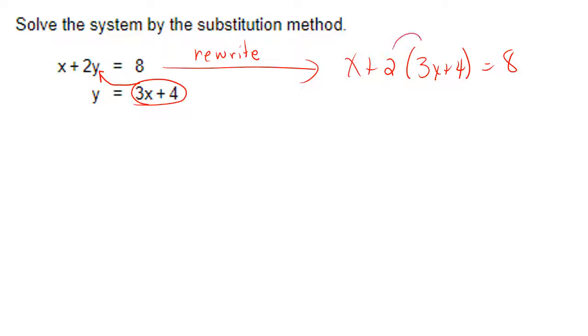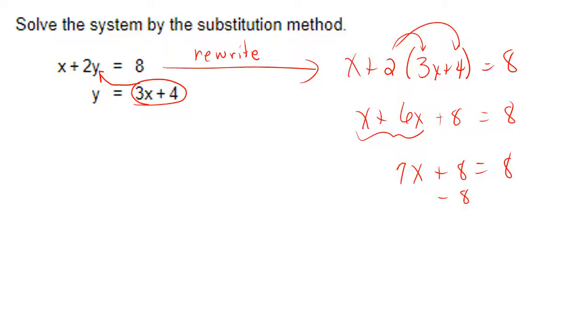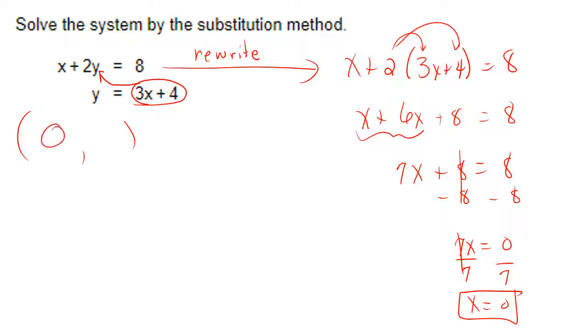I can solve by using the distributive property and combining like terms. I get 7x plus 8 equals 8. I now solve for x, so 7x is equal to 0. Divide by the 7, and x is equal to 0. However, remember, that is only one portion of my solution. Now I know that the x coordinate is 0.